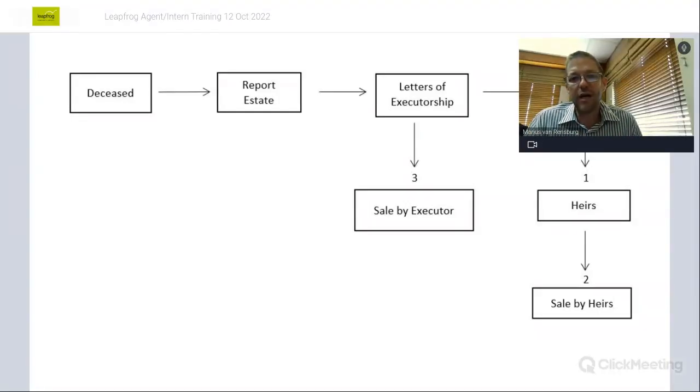moment. Your third kind of transfer is the simplest and the best transfer, guys, and that is when the executor sells the property out of the estate. Okay, and we'll cover that as well.